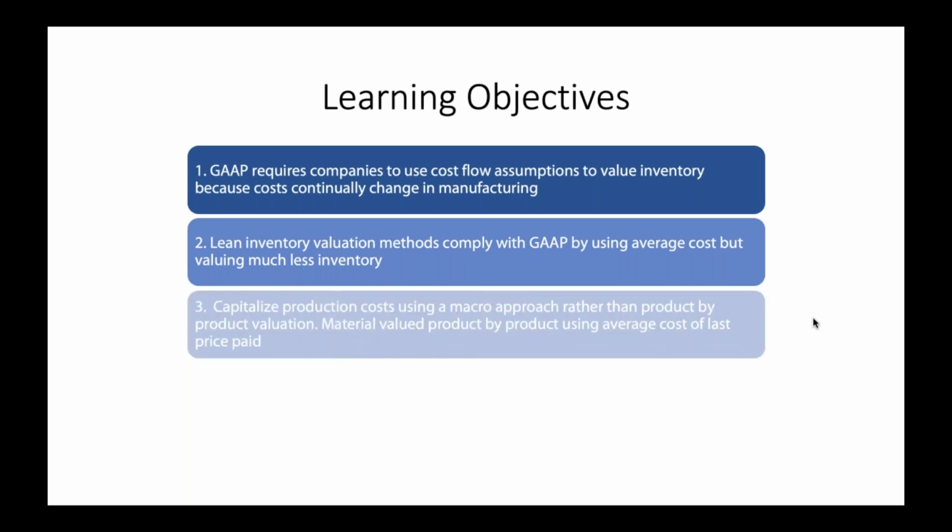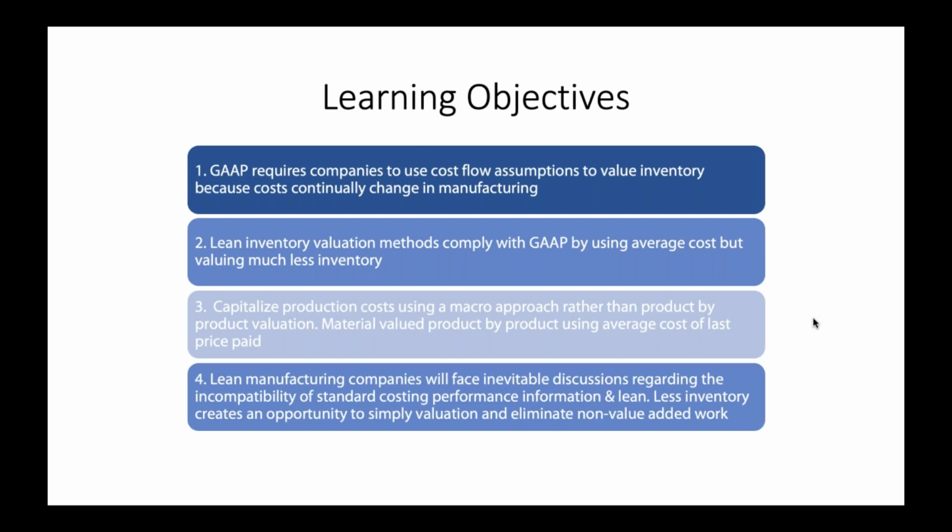Third, capitalize your production costs using a macro approach rather than product by product valuation. In general, material value is valued product by product using average cost or last price paid.